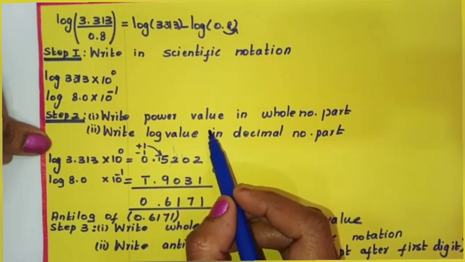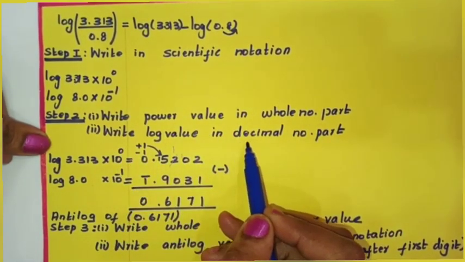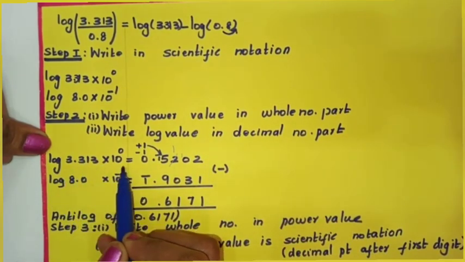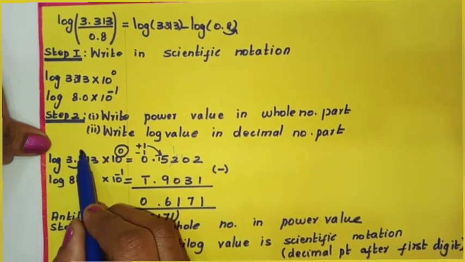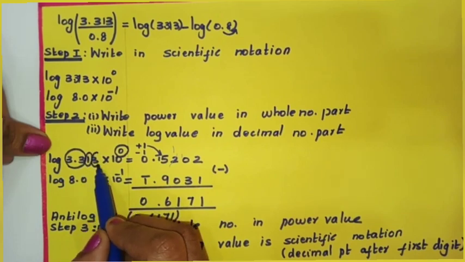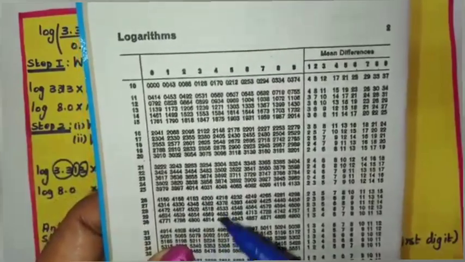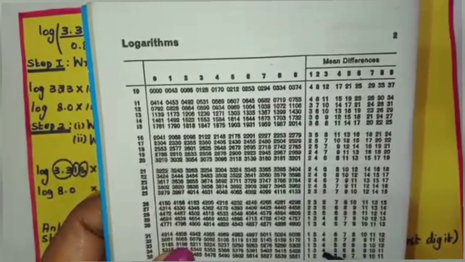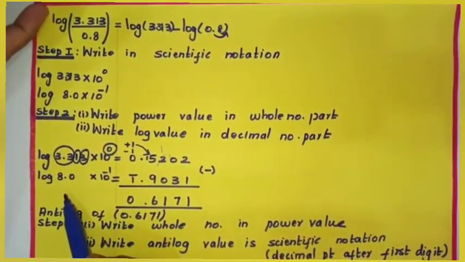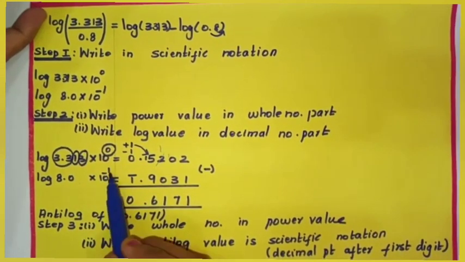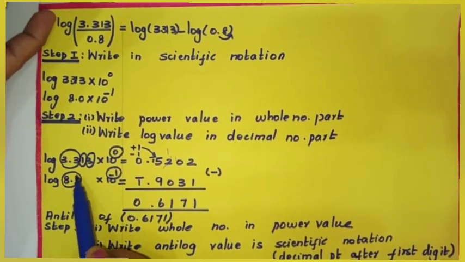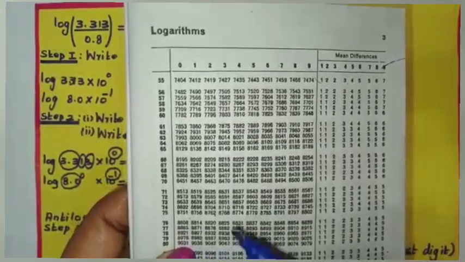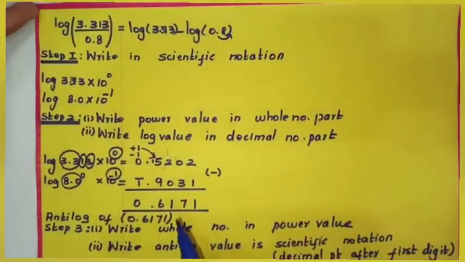Now in step 2, we have to write the power value in the whole number part and write the log value in the decimal number part. So for log of 3.313 into 10 power 0, the power value 0 is written in the whole number part. For the log value, 3 on the margin side, 1 on the top, and for the last 3, the mean difference must be 4. So 5198 plus 4 will be 5202. And then log of 8.0 into 10 power minus 1 is written as bar 1 in the whole number part, and the log value 80 on the margin side and 0 on the top is 9031, written in the decimal number part.